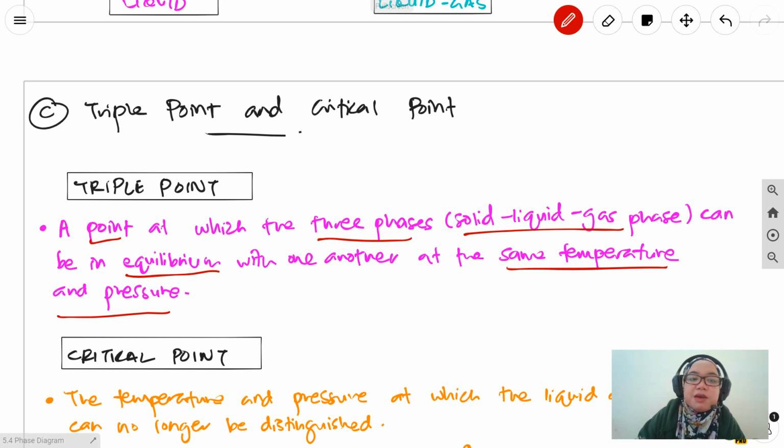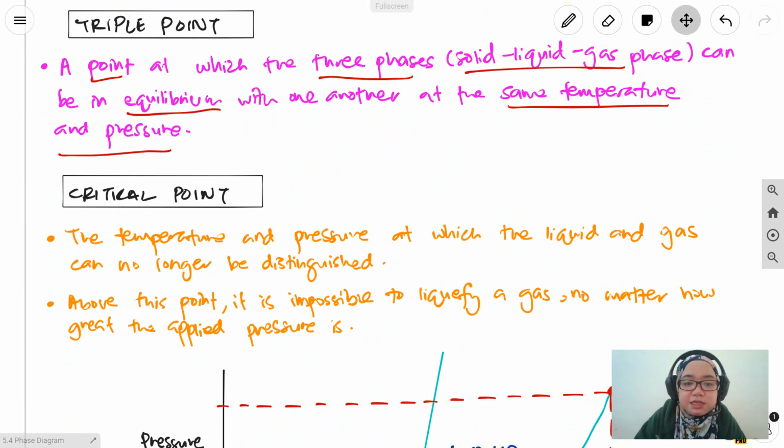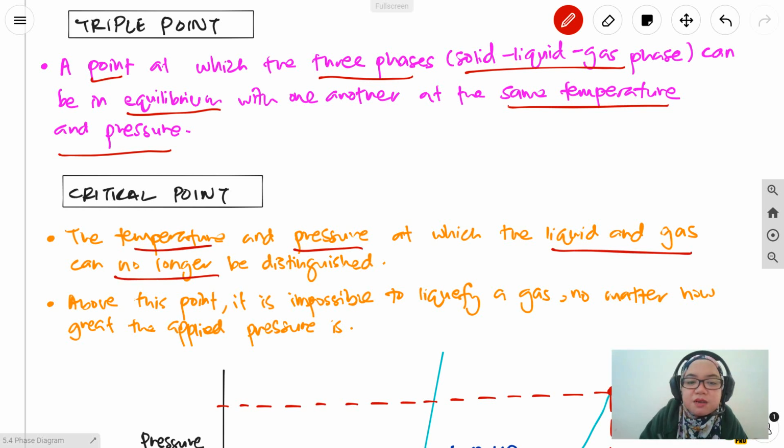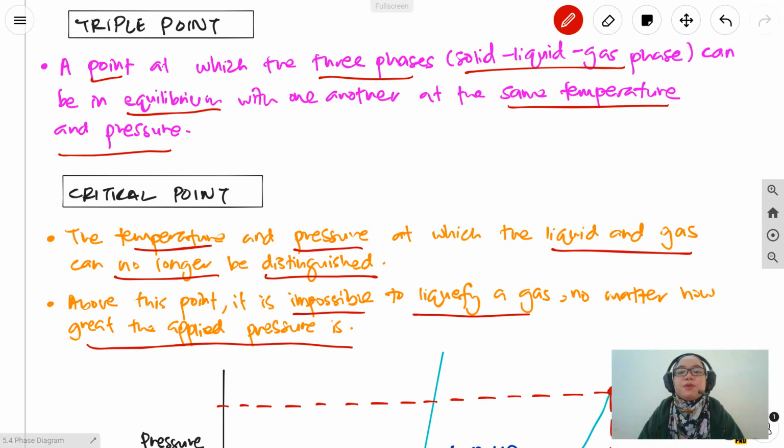So what is meant by critical point? Critical point, on the other hand, is the temperature and pressure at which the liquid and gas can no longer be distinguished. So what does it mean by that? Maksud critical point juga adalah above this point, it is impossible to liquefy a gas no matter how great the applied pressure is. So dekat sini dah tak boleh nak gas pergi liquid, nanti kita tengok dekat dalam.